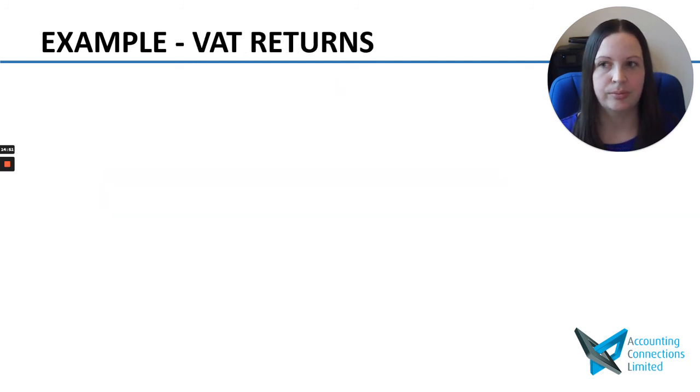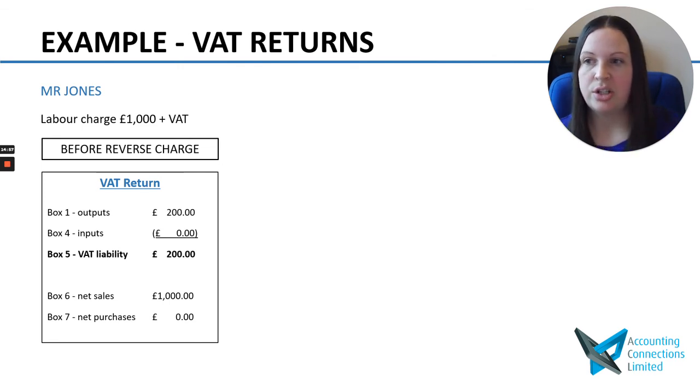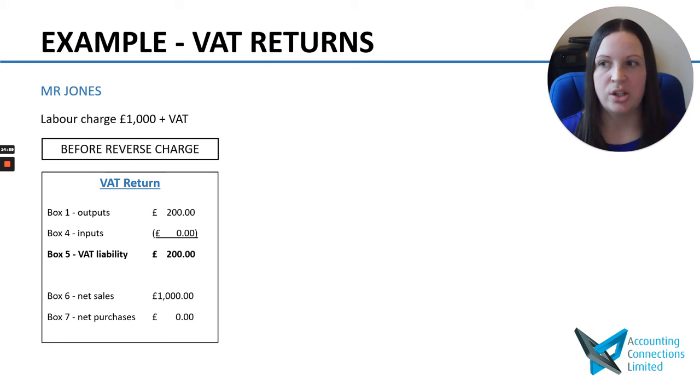So this is how the VAT returns work. The VAT returns are going to look different for each person up the chain. I'm going to start with the subcontractor, Mr. Jones, and work my way up the list. Before the domestic reverse charge is applied, he would have charged £200 VAT on his invoice. He would have received that in and paid that over to HMRC. His liability would have been £200.